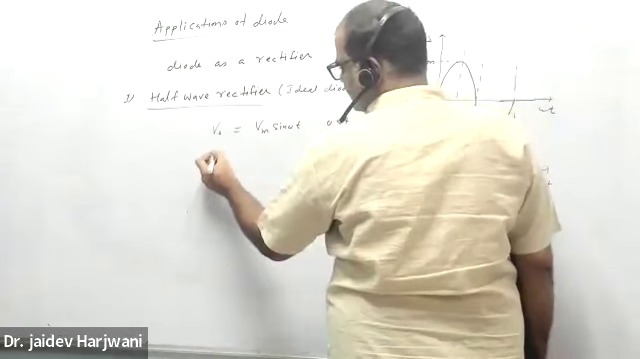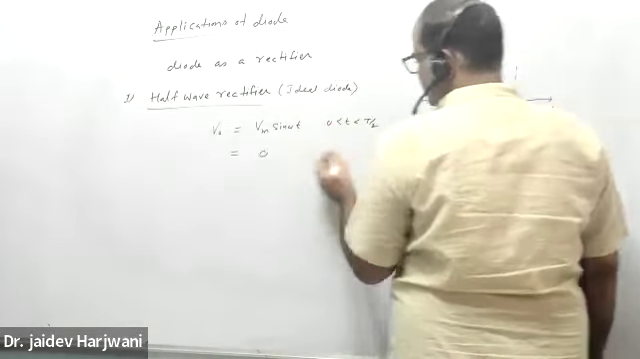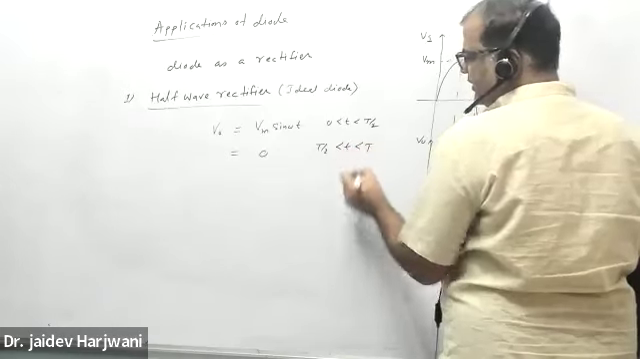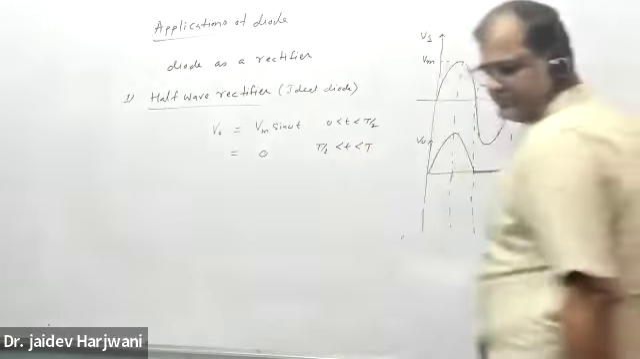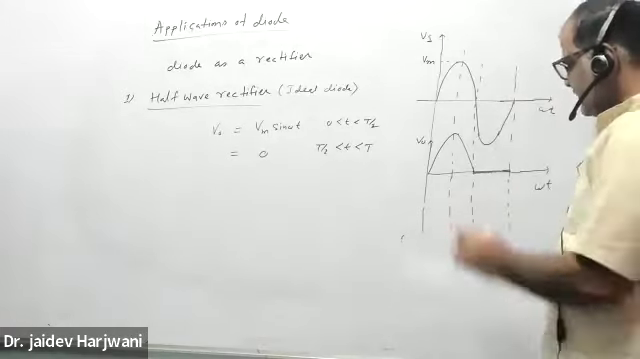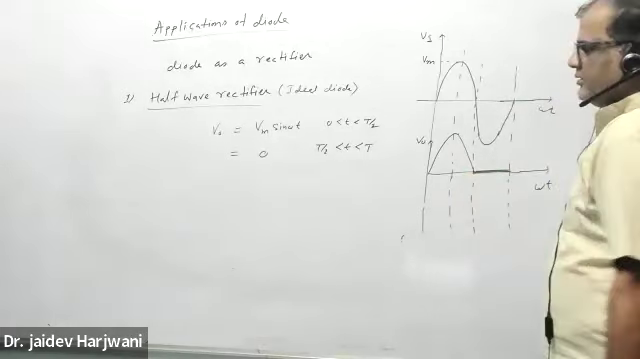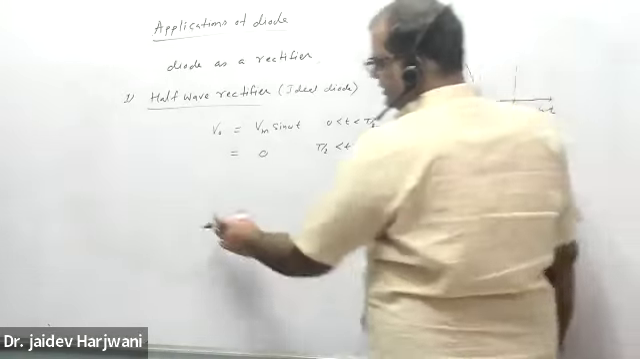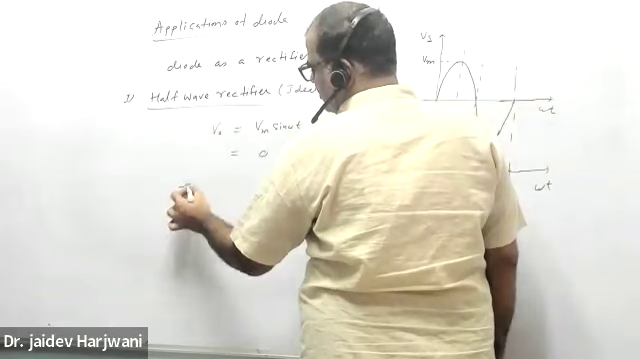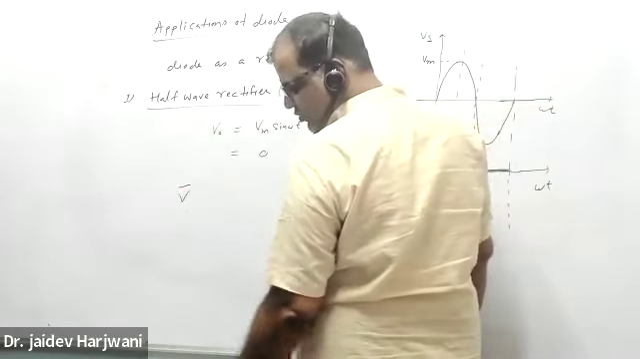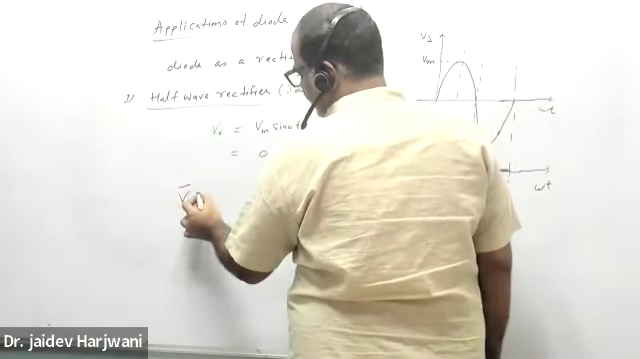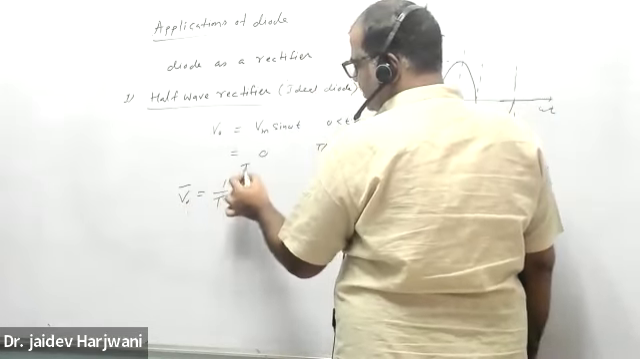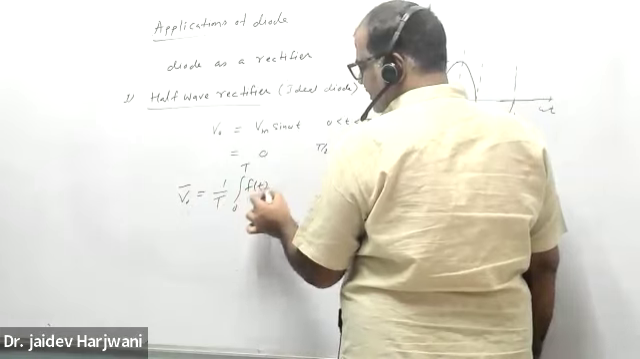Whenever the time period goes from T by 2 to T, then your output will be 0. For this case, this output is 0. Now I want to calculate the average value of output. Average value is defined as 1 by T, integral over a full cycle, 0 to T, f(t) dt.